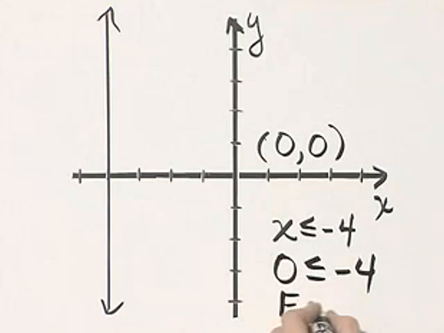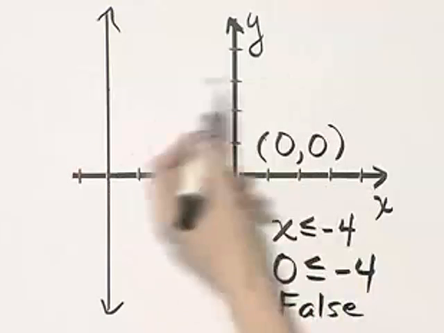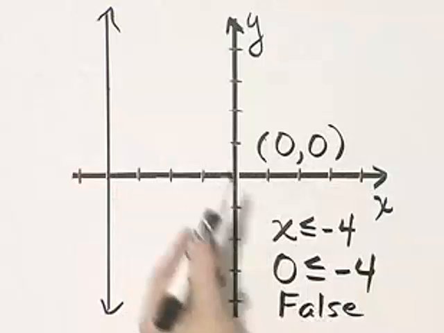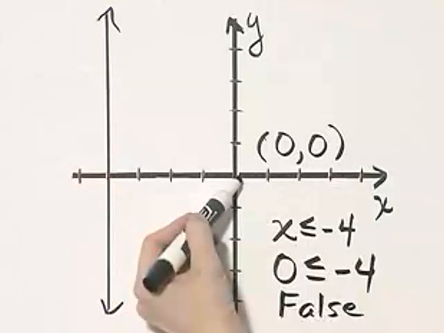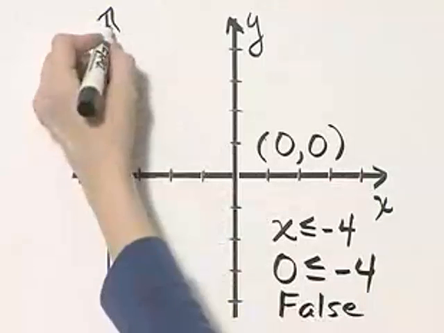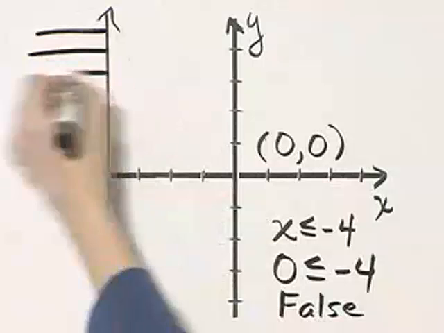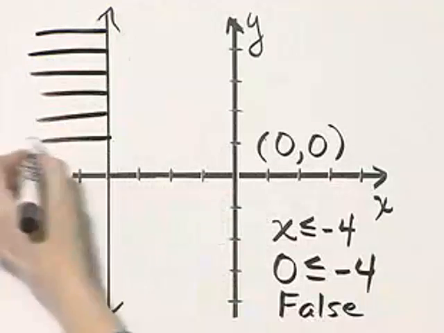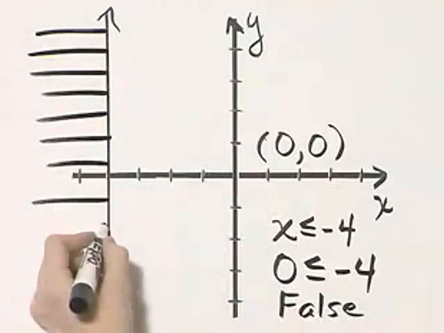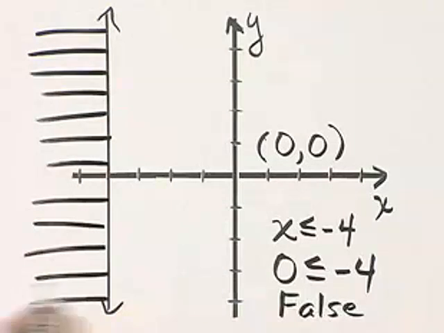Notice this is a false statement, which means I do not shade the side of the line where my test point lies. I shade the other side of the line. So this is the graph of x less than or equal to -4.